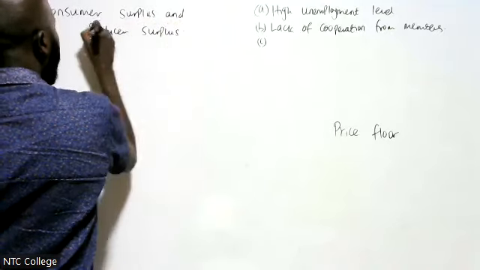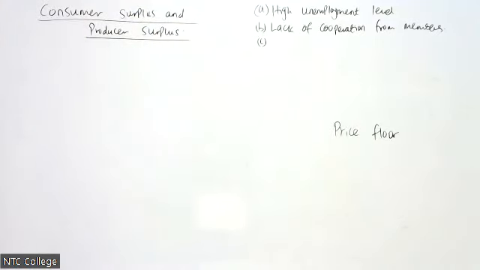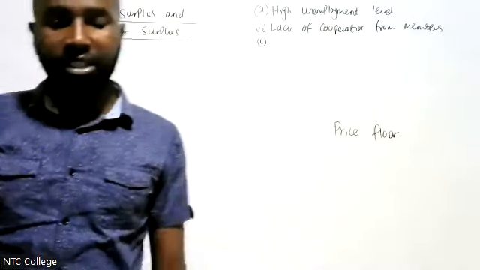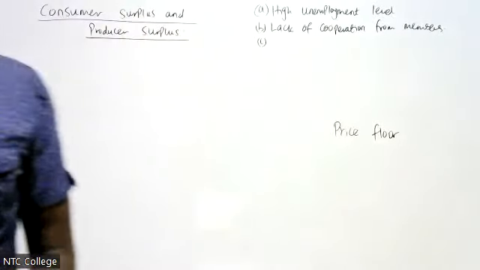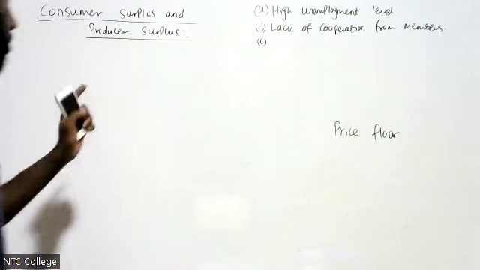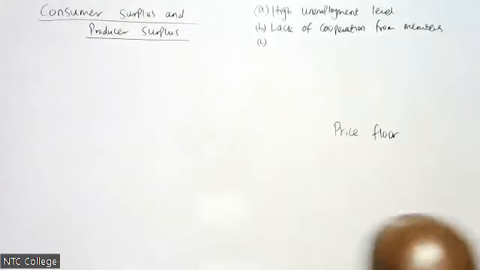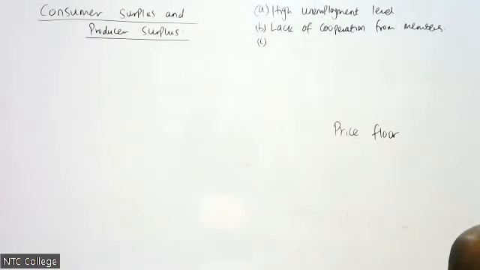If you are engaging in production, then let me start with consumer surplus. If you have a certain amount of money that you want to pay for a given commodity, so let's say you expect to pay a certain amount as payment for a commodity you want to purchase.